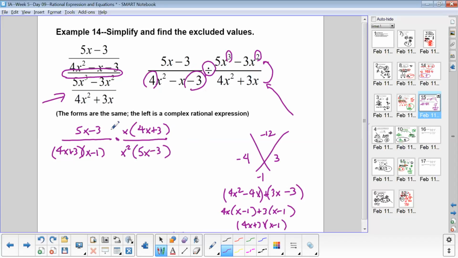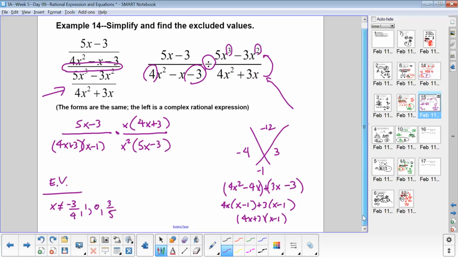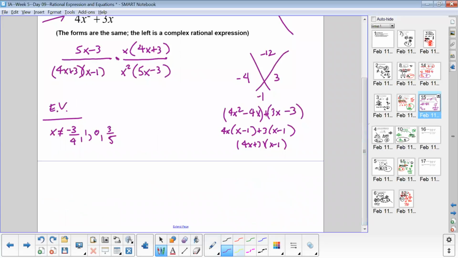So I do see some things that would divide out, but excluded values first. X cannot be, this is 4x plus 3, so I would subtract the 3, divide by 4, negative 4/3. X cannot be 1, x cannot be 0, and x cannot be, let's add 3, divide by 5, we would get 3/5. So those are the excluded values.